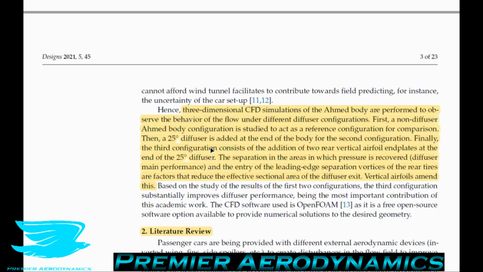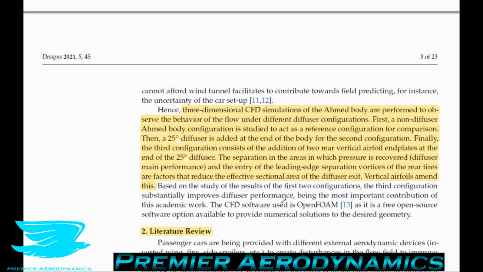So 3-dimensional CFD simulations of armored bodies are performed to observe the behavior of the flow under different diffuser configurations. First, a non-diffuser armored body configuration is studied to act as a reference configuration for comparison. Then a 25-degree diffuser is added at the end of the body for the second configuration.